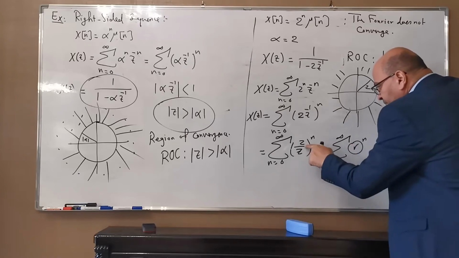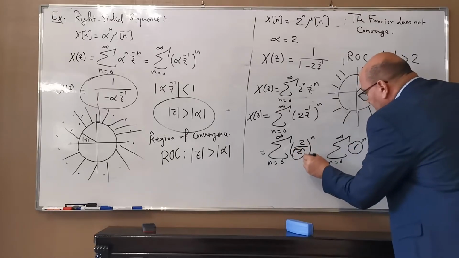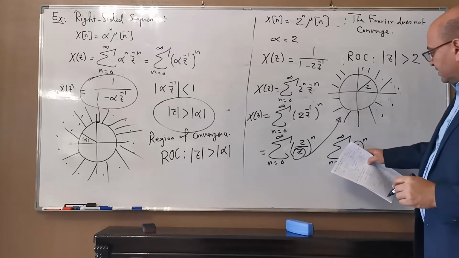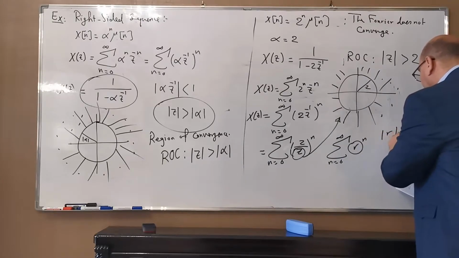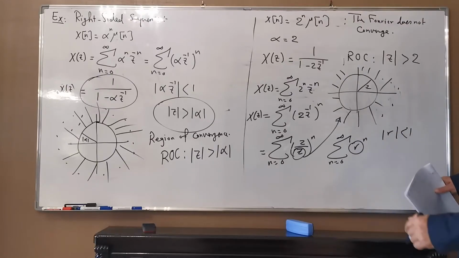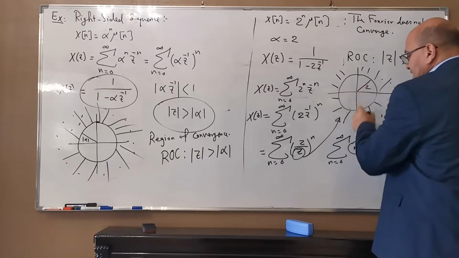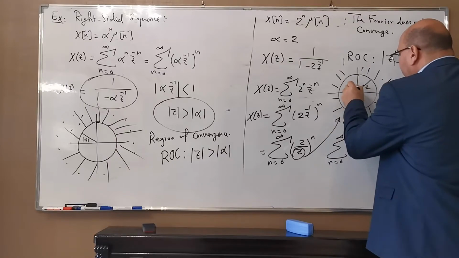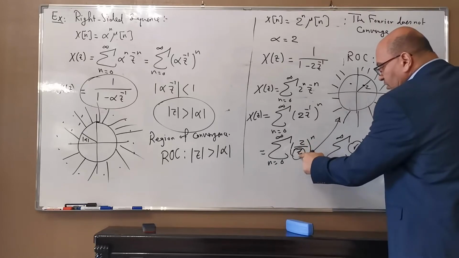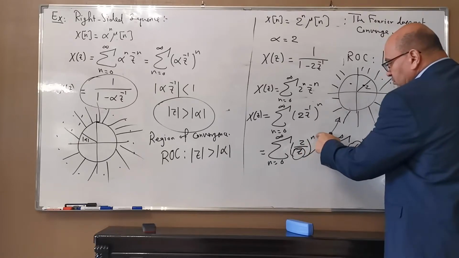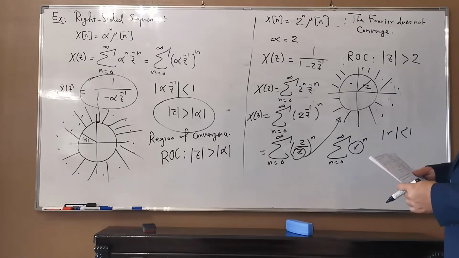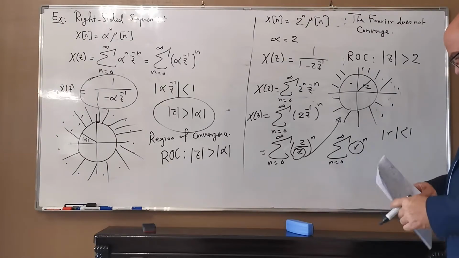Now, if we choose z to be in this region, then definitely the magnitude of r is less than 1. And this is why we have a convergence. If you go inside the 2, let's say you pick a value of 1, then 2 over 1, this is 2 to the power n, so within the circle you don't have a convergence, and x of z does not exist.